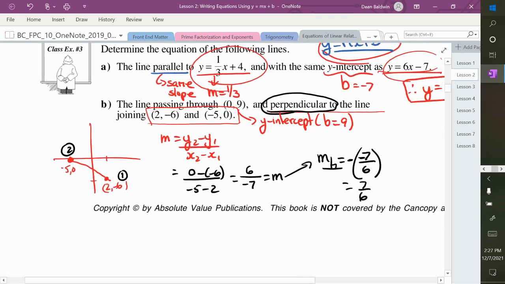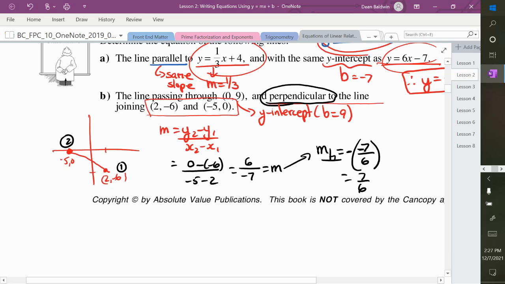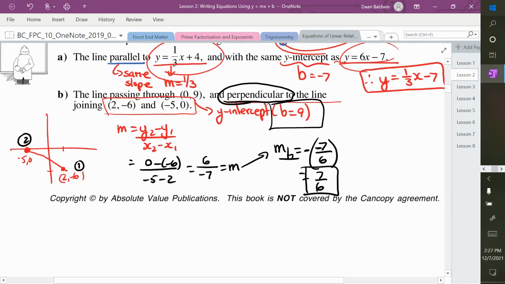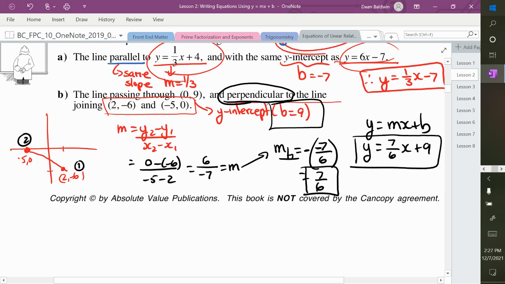All right. So that is the slope of my line. Now I have my slope and I have my y-intercept. What's the equation? So it's mx plus b: y equals 7 over 6 x plus 9. And that's it.